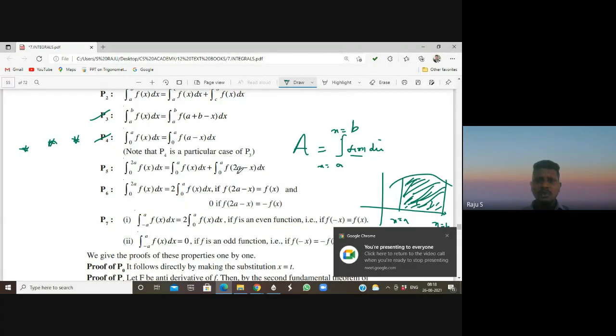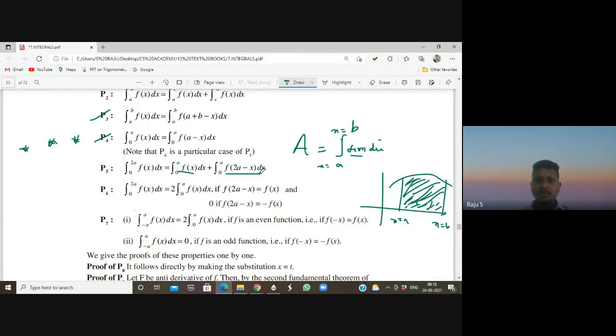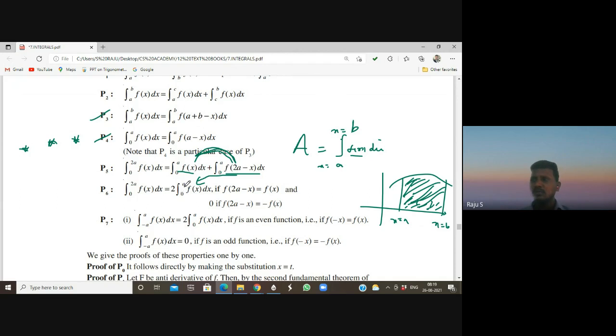Integral 0 to 2a of f of x dx, where f of 2a minus x. In case these two are equal, this becomes 2 times the integral 0 to a of f of x dx. So the integral 0 to 2a of f of x can be written as 2 times the integral 0 to a of f of x dx when f of 2a minus x is equal to f of x.